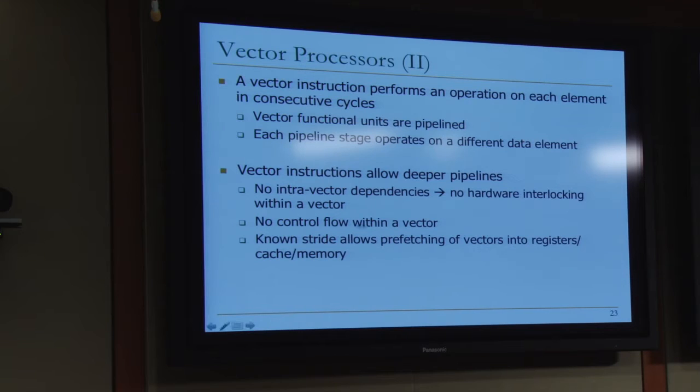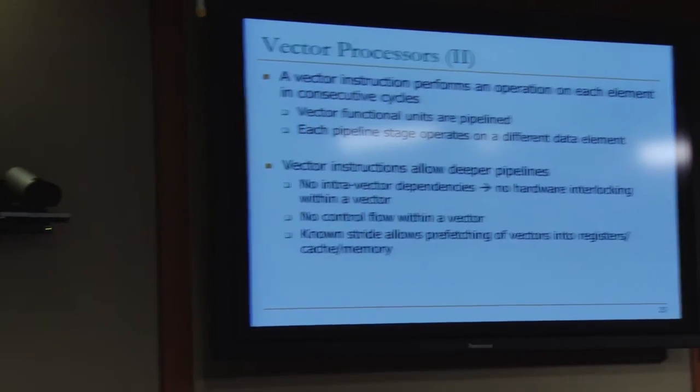There's no control flow within a vector. It's basically a vector add, vector multiply, right? And you have a known stride, as we just discussed. Assuming your elements are in locations that are separated by the stride, you have a known stride, and this allows prefetching of vectors into registers, cache, memory, wherever in the memory system. It's very powerful. Let's take a look at the advantages and disadvantages before we go through some code examples.